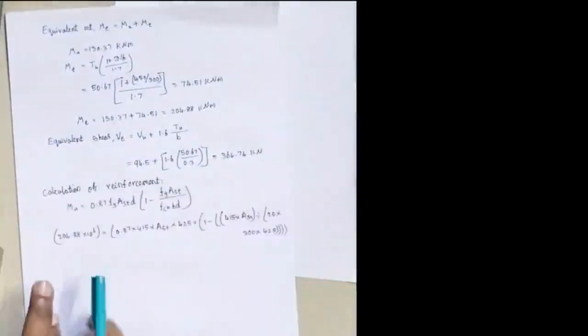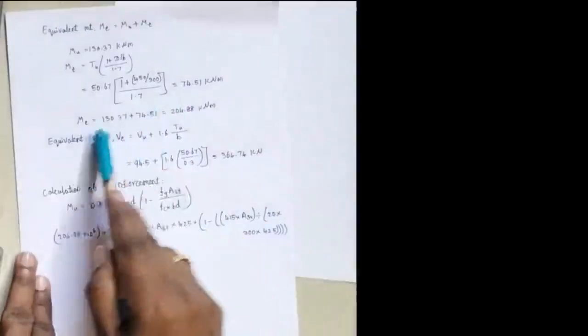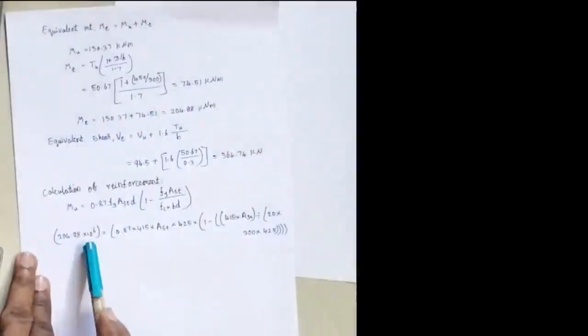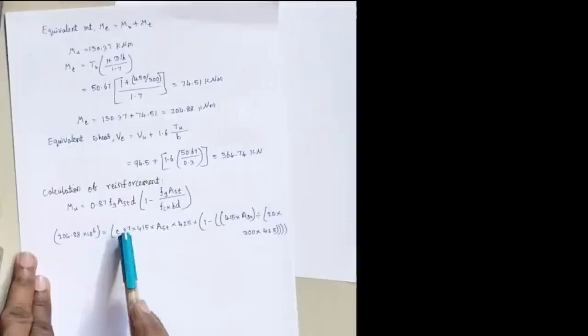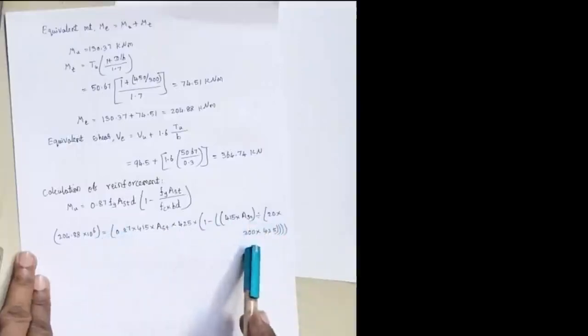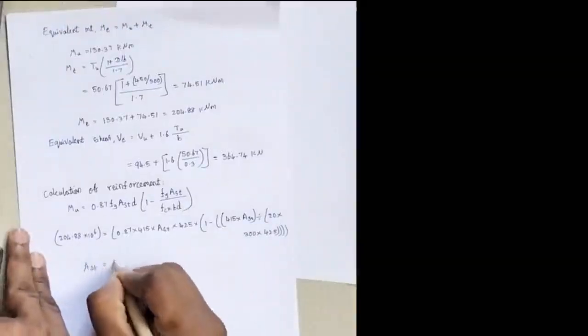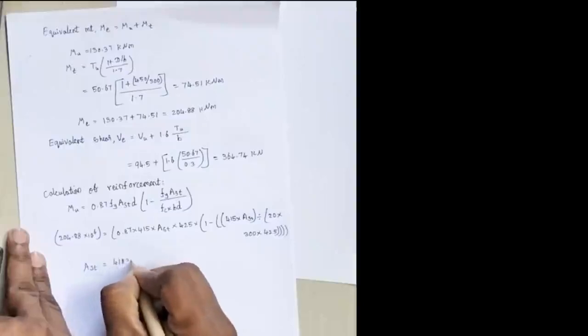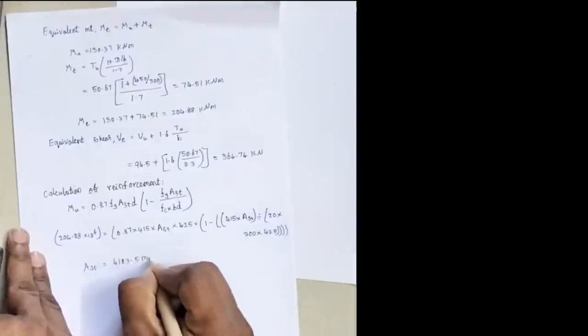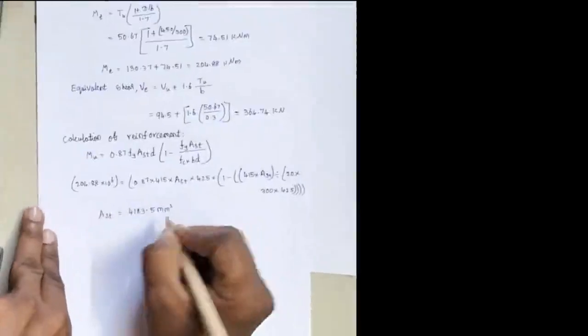So here if you see, I have fed the value. I have taken this Mu value, that is 204.88 into 10 power 6, and substituted the value as we are going to feed it into our calculator. If you solve this, we are getting Ast as 4183.5 mm square.